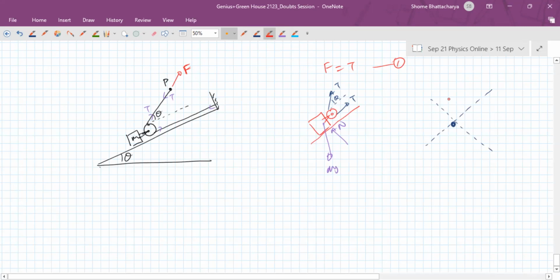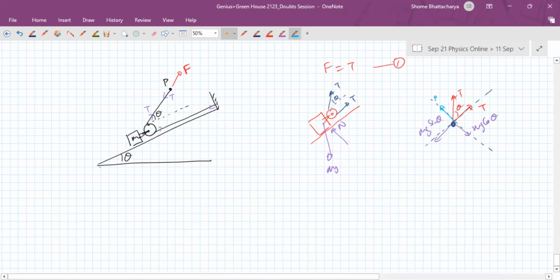With all the resolution and all that, you will see that there are two tensions acting. There's one tension acting like this. There's one tension acting like this at an angle theta. Correct? Yes, sir. So that's all I can do. And then there is mg sine theta, right? And mg cos theta. Now just apply the condition.